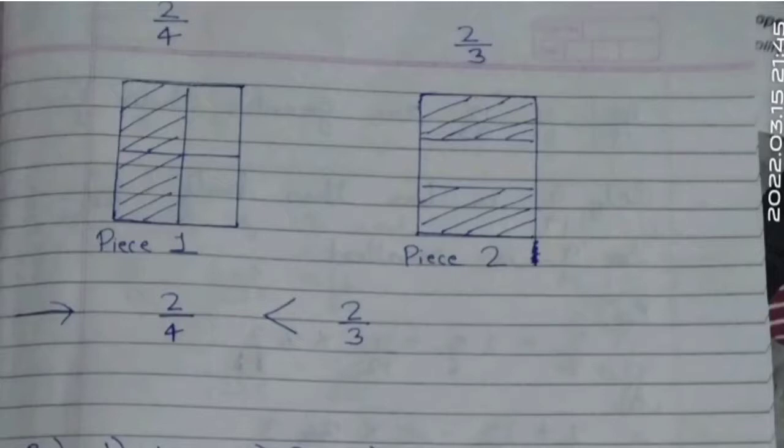So, of course, whatever I eat from piece 2 will be greater than from piece 1, because we divided piece 2 into only 3 parts. So each part is bigger than the piece 1 parts, because we divided piece 1 into 4 parts, and we ate the same number of parts from both pieces. So from that we can conclude that when numerators are same, smaller the denominator, greater the fraction. Greater the denominator, smaller the fraction.